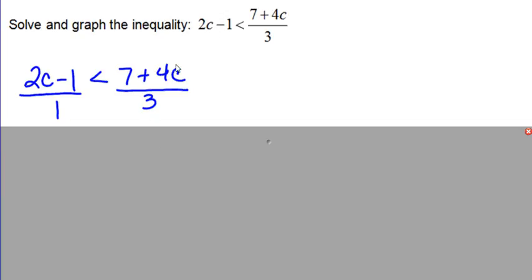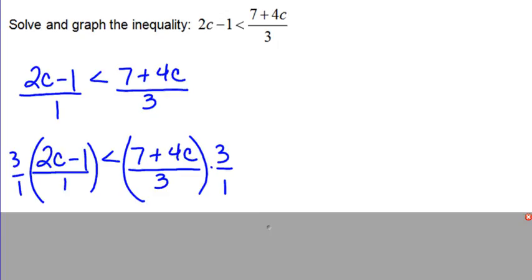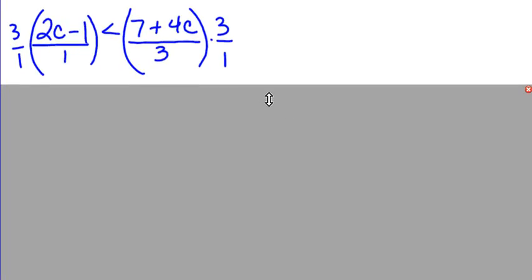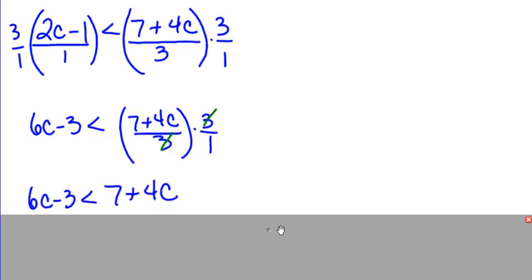Well, right now we could see that this is being divided by 3. To undo the division, we can multiply each side of the inequality by 3. In doing so, on the right-hand side, the 3's divide out, but on the left-hand side, we have to distribute the 3 to each term. So we'll have 6c minus 3, which would be less than 7 plus 4c.